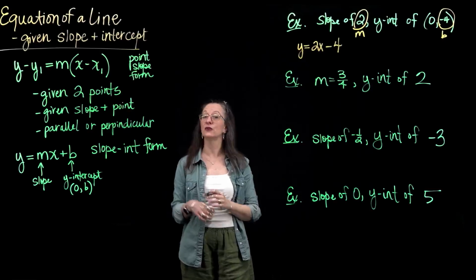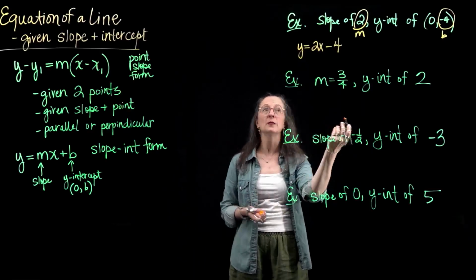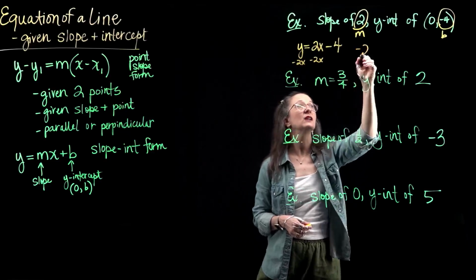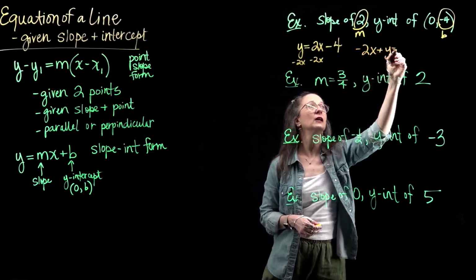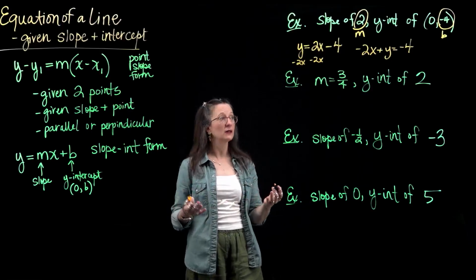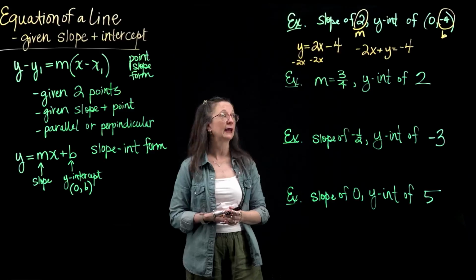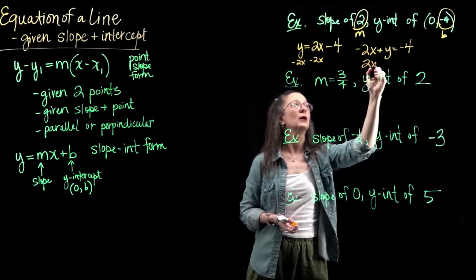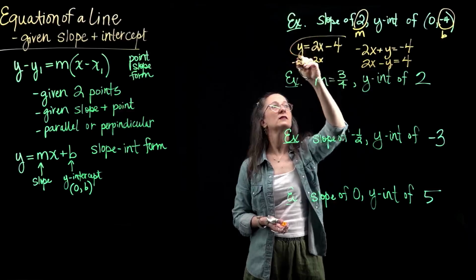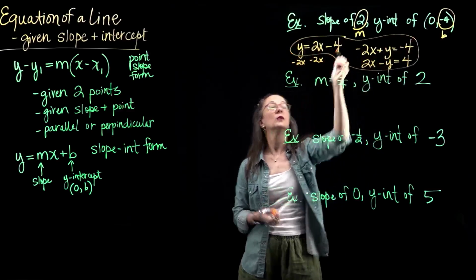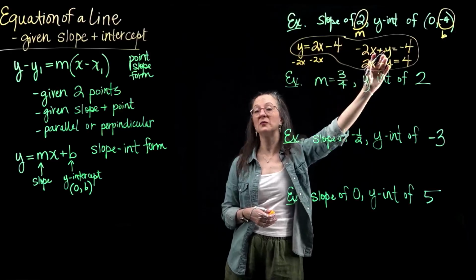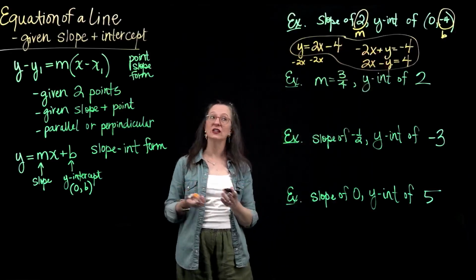If your question asks you for standard form, then we would simply subtract 2x from both sides and rewrite it as -2x plus y equals -4. Another way that we could write that would be if we multiplied all the way through by -1, and we wrote it as 2x minus y equals 4. So any of these would be the equation of the line. This would be slope-intercept, and this would be standard form. All right, let's look at another one.